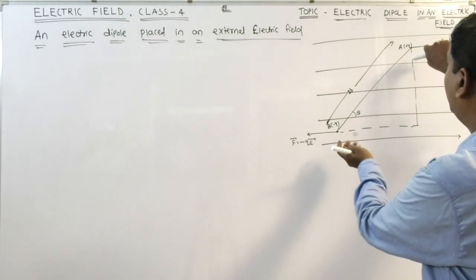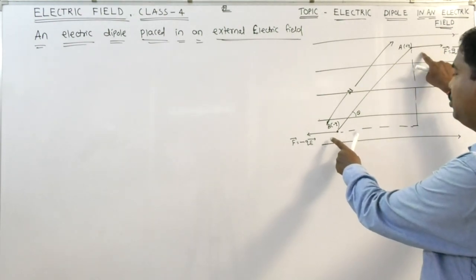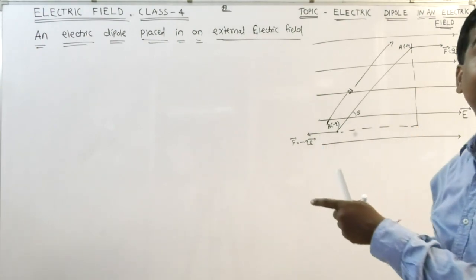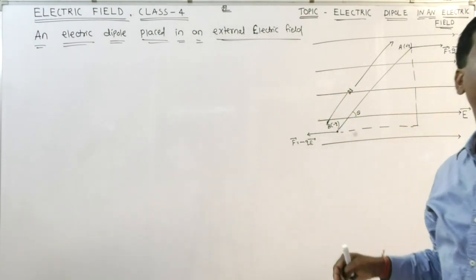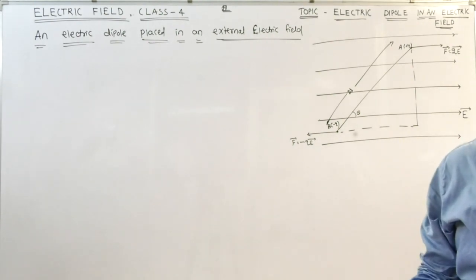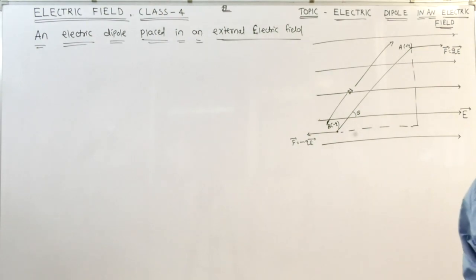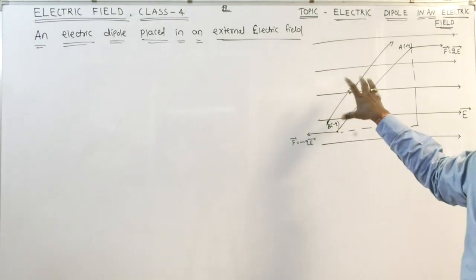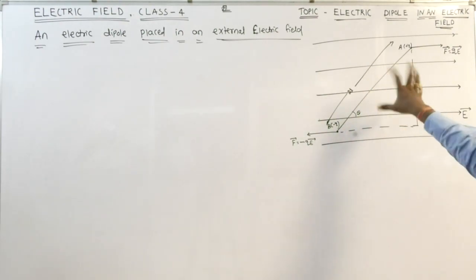So when the dipole, in this case the force and this force are equal and opposite but having different lines of action. So they constitute a couple or a torque. It means when an electric dipole is placed in an external electric field, what happens? It will oscillate or it will move here and there.